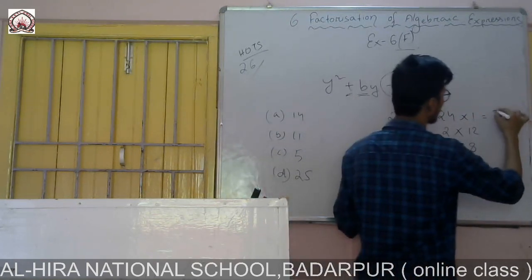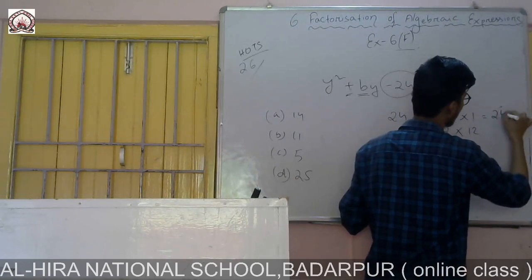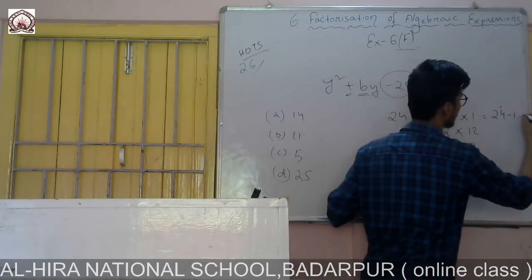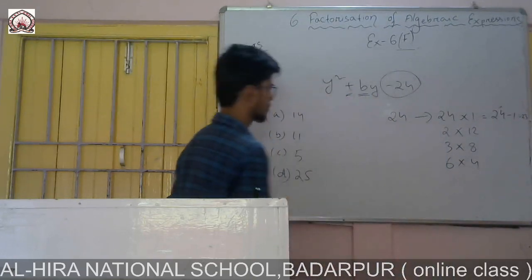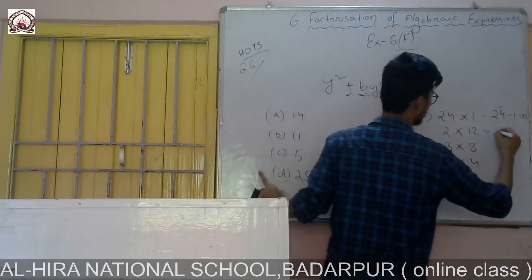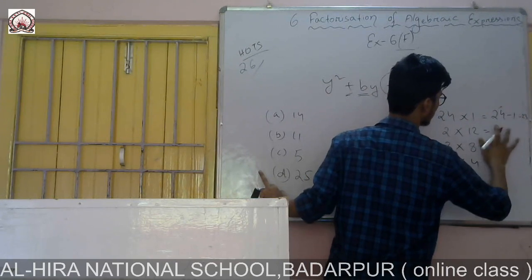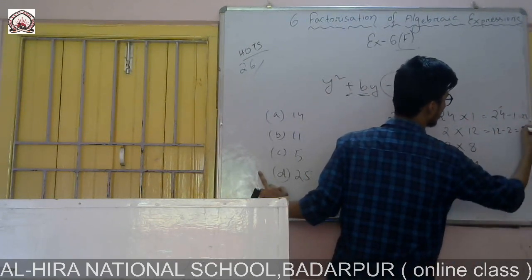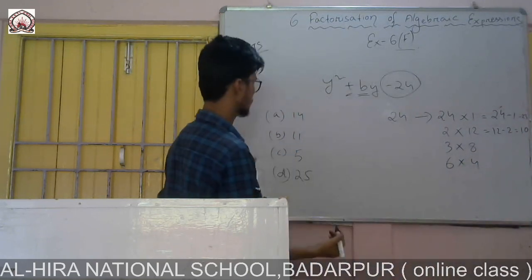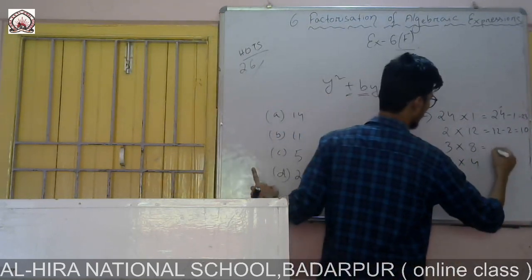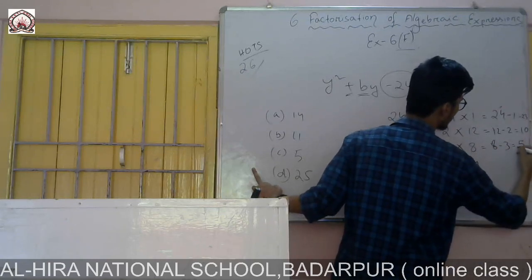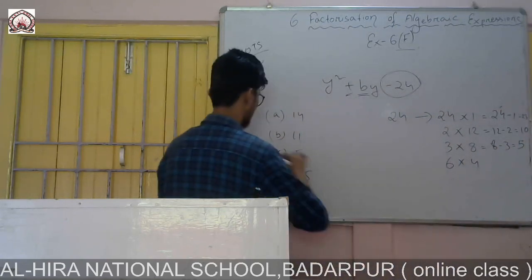So I will write 24, and 24 minus 1 is 23. There is no answer, 23. Again 12 minus, you write the bigger term first, 12 minus 2, it is 10. There is no answer. Now 8 minus 3, 8 minus 3 is 5. 5, 6, 7, 8, yes. So the answer is this one.